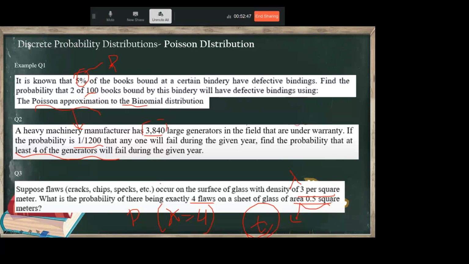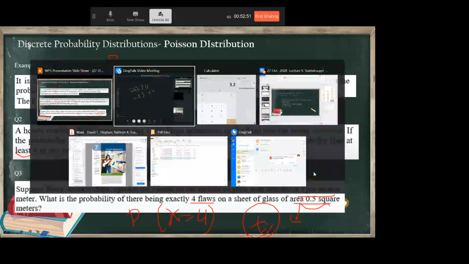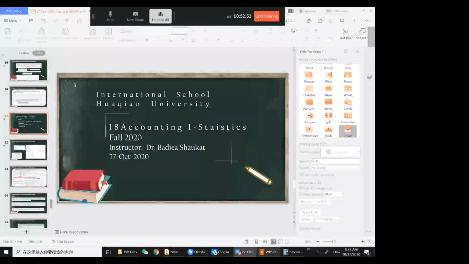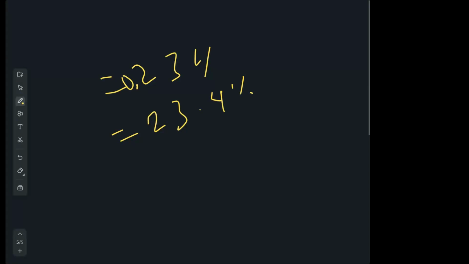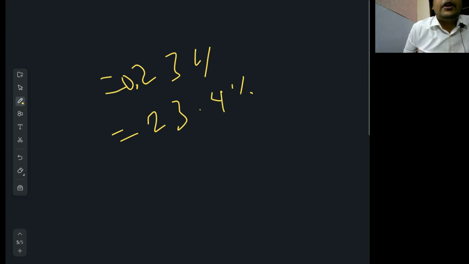So that's how we deal with the Poisson distribution. Now you know the parameter of a Poisson distribution, how we calculate the probability function of the Poisson distribution, and how we change from Bernoulli to a Poisson distribution, right?